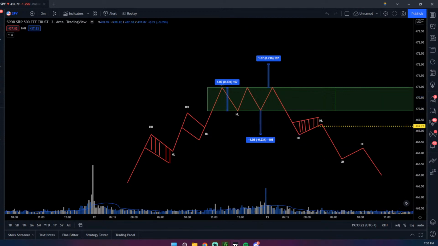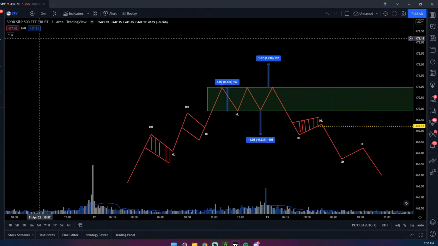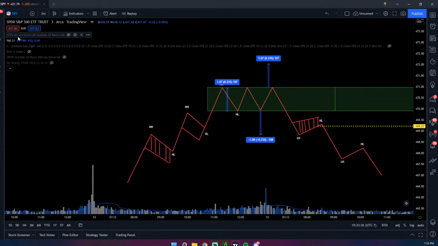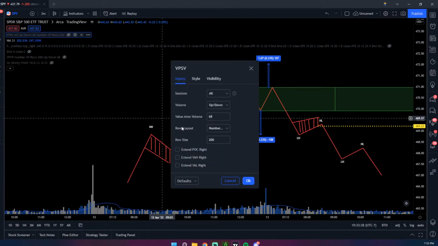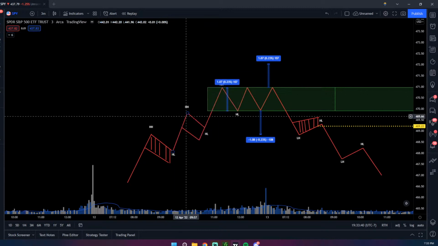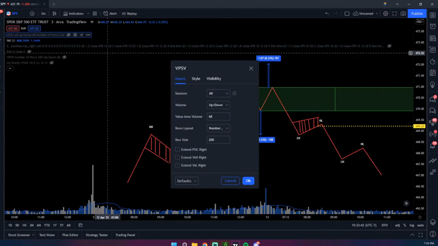I know there was some questions. Oh, The finest arts, I've got to get to your question. Spy Trader, I think Raxith answered for you. I'll just show it really quickly. On the volume profile, you go to settings, and you change your value area volume to 68 and your row size to 200, and then yours will look the same as mine. Okay.